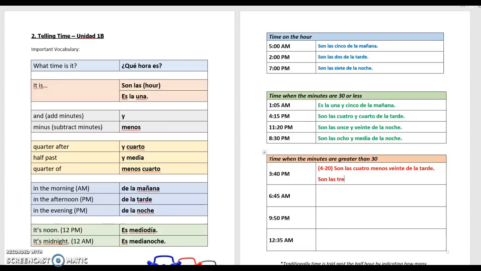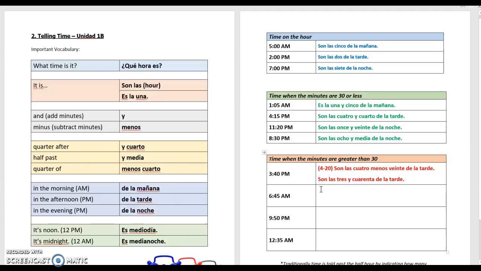Son las 3 y, you're going to add on the larger number, 40 de la tarde. So 20 of 4 and 3:40 are the exact same time. It's 6 of one, half a dozen of the other. You can do either one, and they're both totally fine. Same thing's going to happen here. So let's try another one.